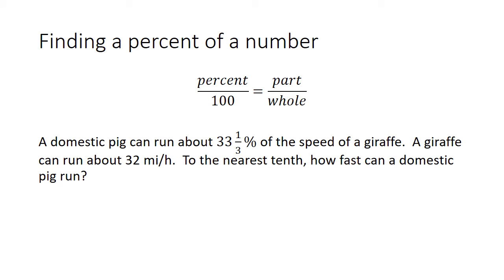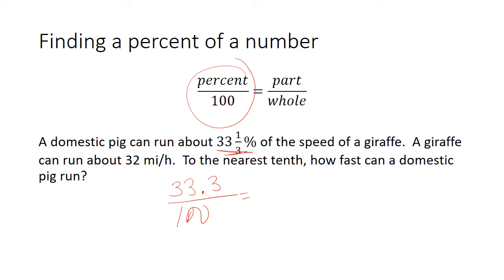Let's try this one. A domestic pig can run about 33 1/3% of the speed of a giraffe. A giraffe can run about 32 miles per hour. To the nearest tenth, how fast can a domestic pig run? Right, so we've got our percent and our whole. We are given a percent, so we're going to go ahead and put that up there. I'm going to go ahead and change that third to a 0.3, put it over my 100.